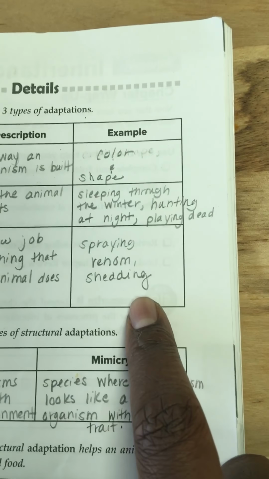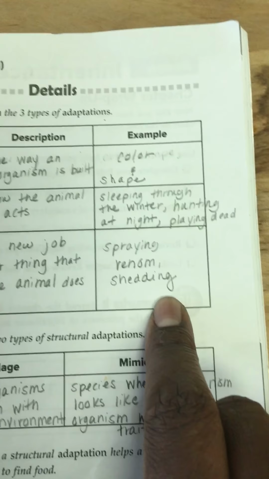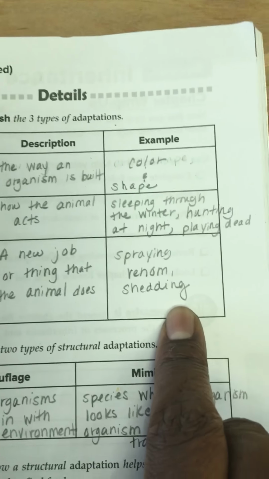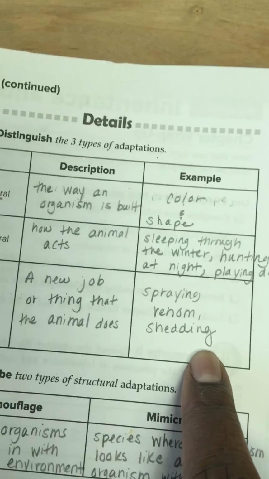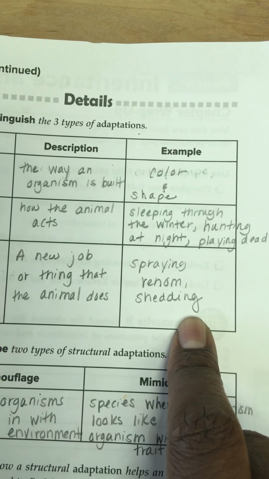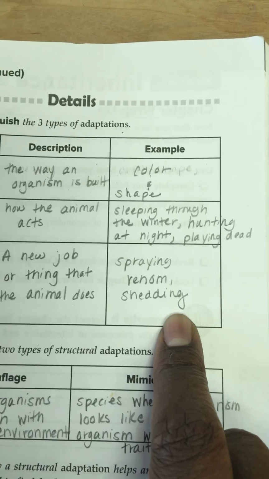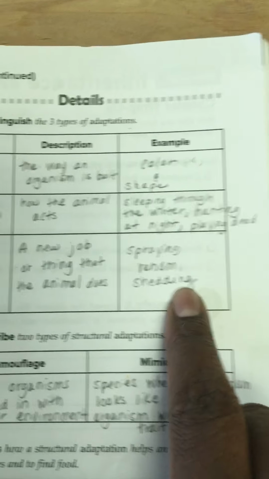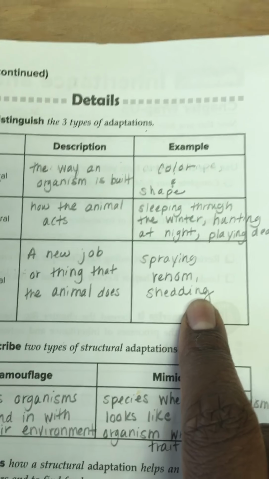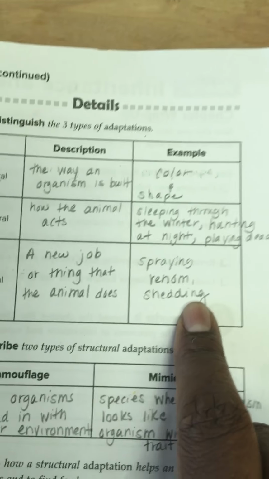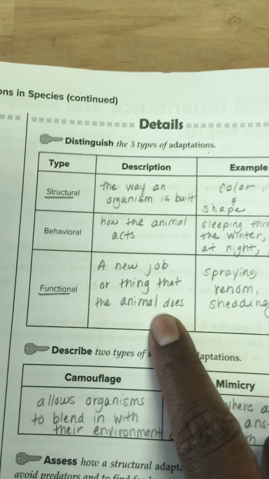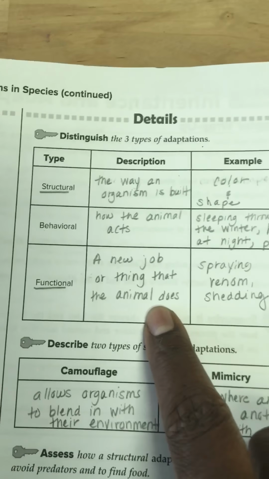And one example would be spraying venom. Venom is poison. So I can spray poison to kill something that I need to eat, or I can spray poison to actually defend myself and to help save myself from a predator. And then you also have shedding. Shedding is when animals actually lose their hair. And it's something that happens naturally. The animal doesn't say, oh, it's time for me to shed. It's a job that their body just does naturally because something has changed. Something has changed in their body with the chemicals in their body.